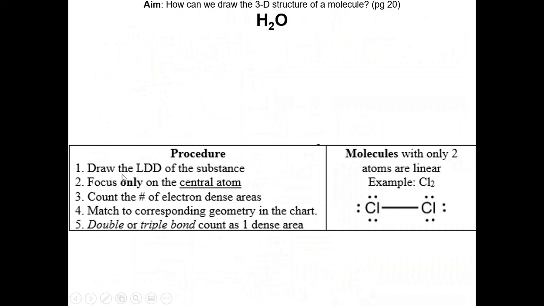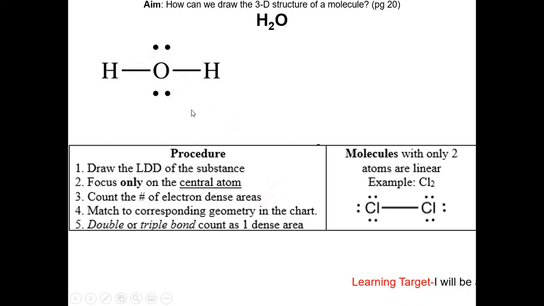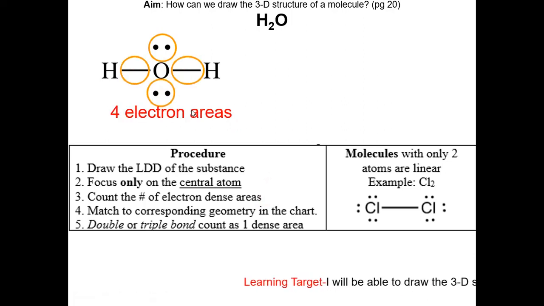Let's start with water. Your first step is to draw the Lewis dot diagram of the substance. Focus only on the central atom. In the case of water, it is the oxygen. Count the number of electron dense areas around the central atom. So we have 1, 2, 3, 4. So a total of 4 electron dense areas. If your molecule has a double or triple bond, it counts as only 1 electron dense area. If your molecule has only 2 atoms, it is always linear. Of course, these last 2 points do not apply to water.